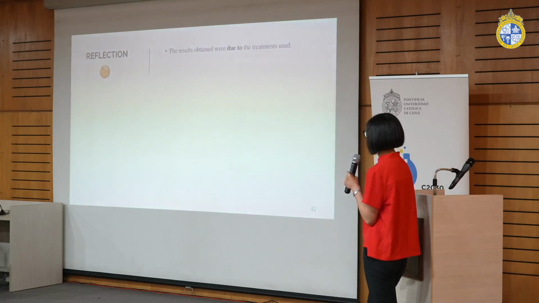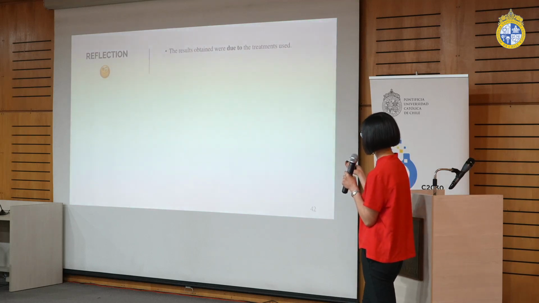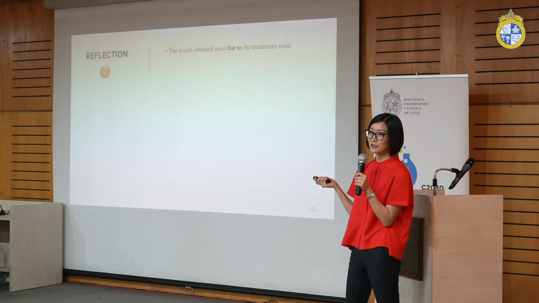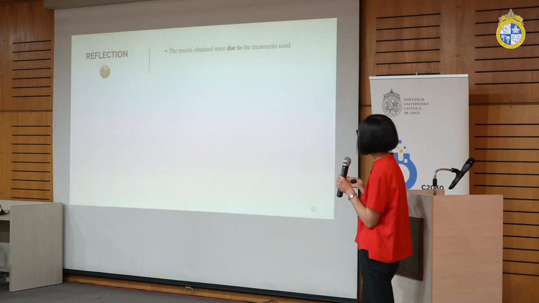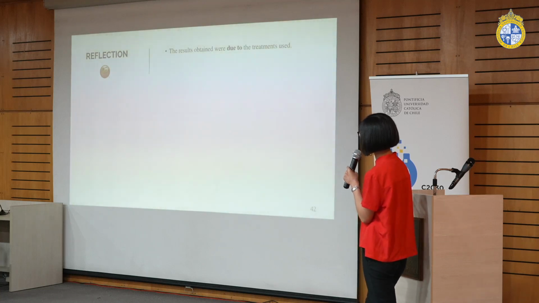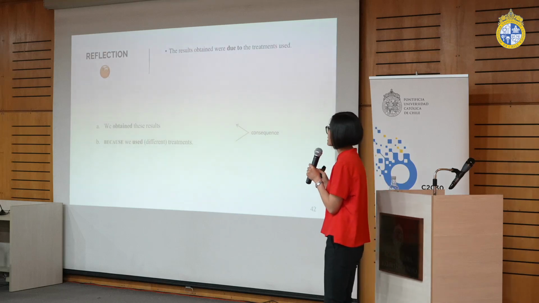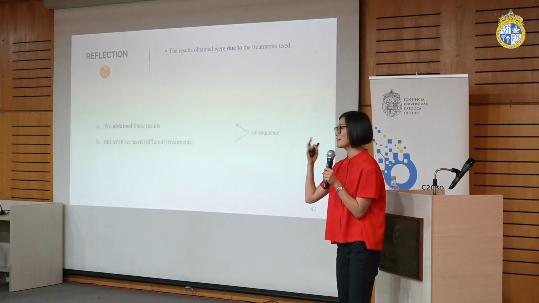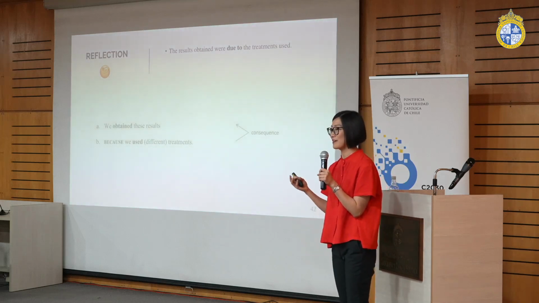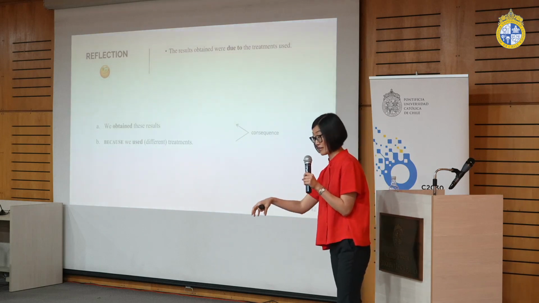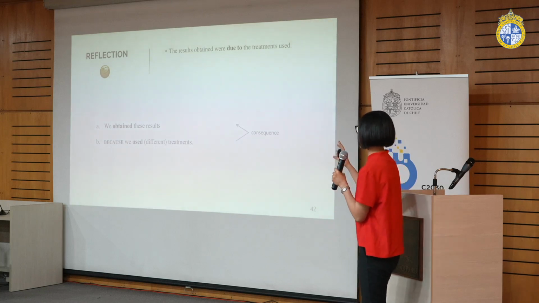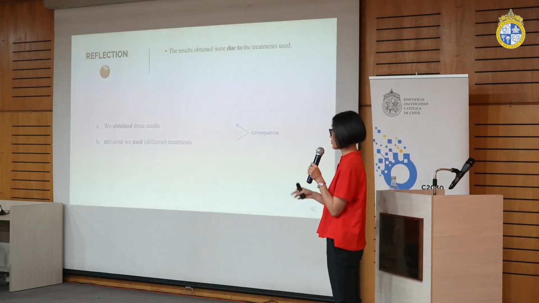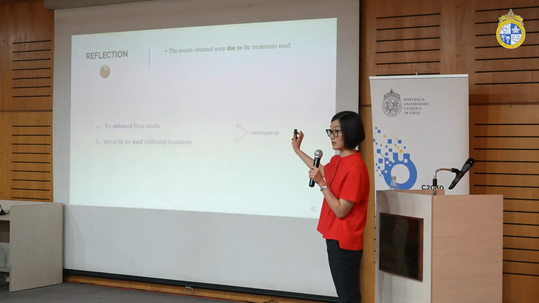Okay, next one, reflection. Reflection is that after doing the experiment, students reflect on why that happened. So the results obtained were due to the treatments used. Now, the reflection is important when they have to use some sort of causality, right? This was done, this was found, or this happened because, right? Because of the different kind of treatment we used. So we have a consequence.